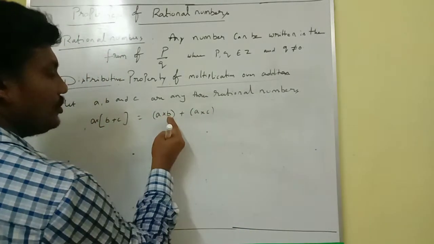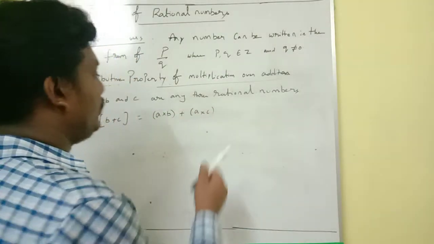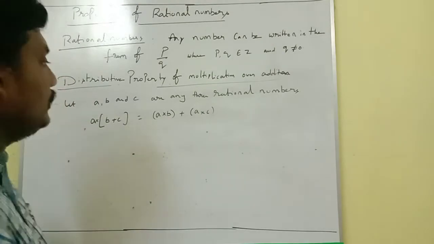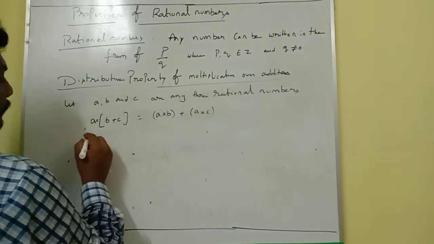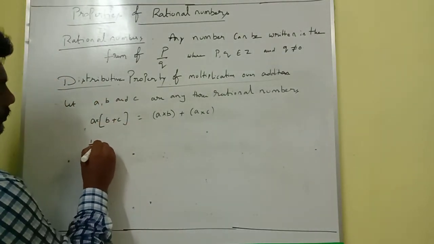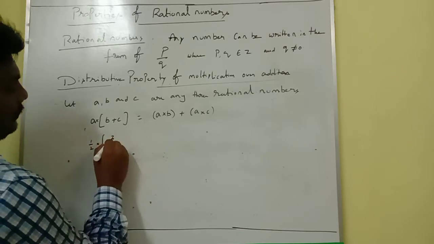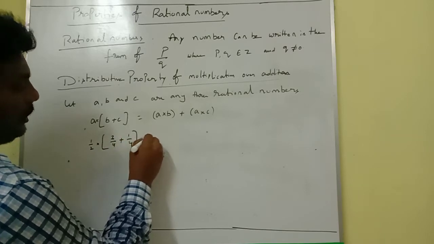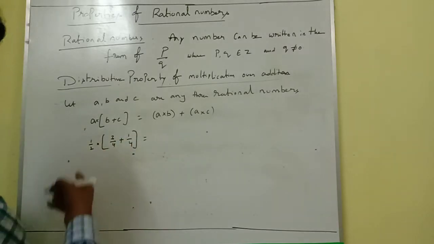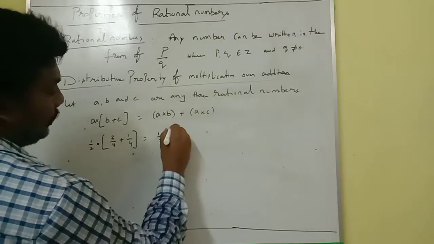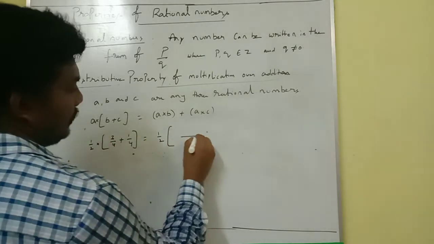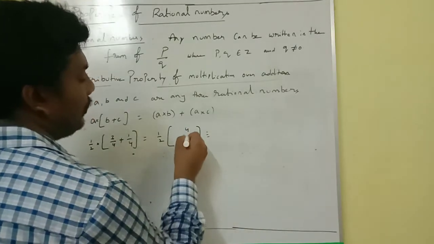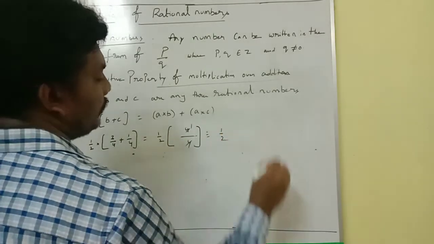Now A into B plus A into C. We have to verify whether this result is possible or not. Let me check. A is 1 by 2 into, B is 3 by 4 plus 1 by 4. What is the value of this one? Both are like fractions with denominator 4. 3 plus 1 is 4, so 4 by 4 means 1. The answer is 1 by 2.